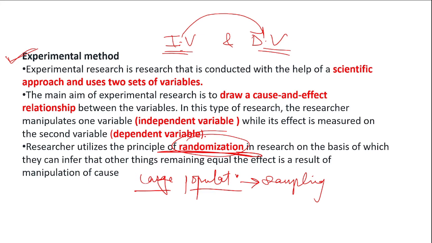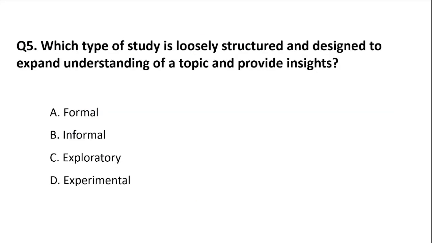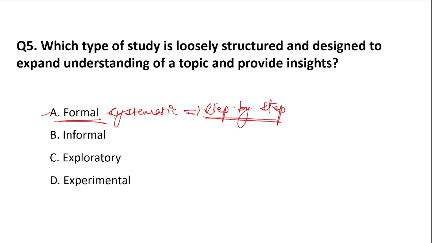Next, which type of study is loosely structured and designed to expand understanding of a topic and provide insights? In this question we have to find which research has a loosely structured approach. Let's see the options. Option A, formal research. What is formal research? Formal research is a type of research in which the study is conducted using a systematic approach, meaning step by step.